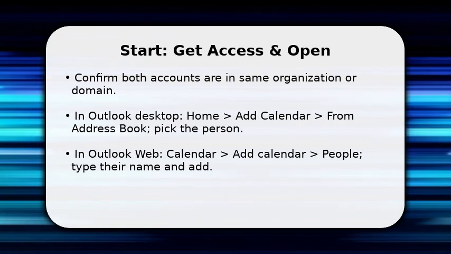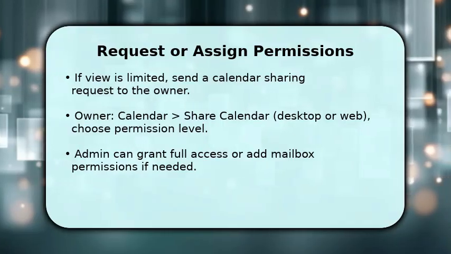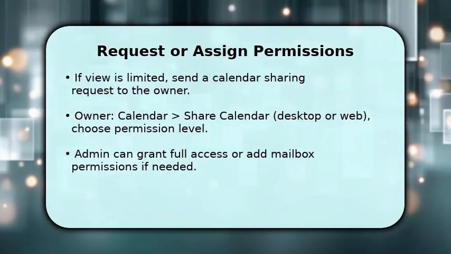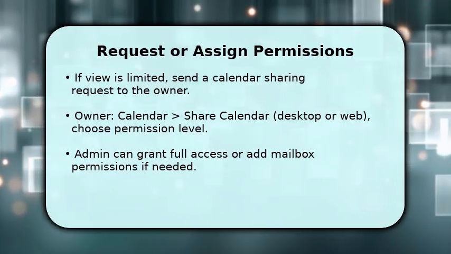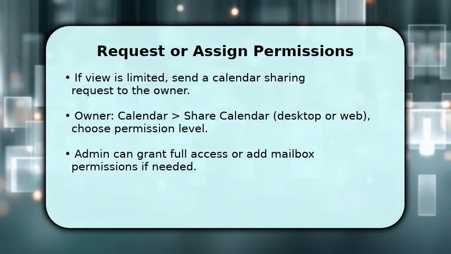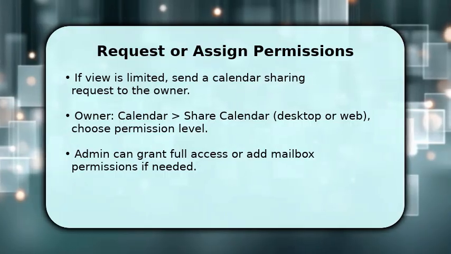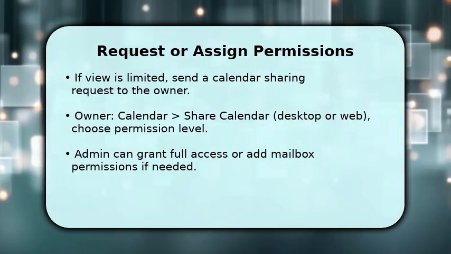If you see only free/busy or nothing, you must request explicit permissions. Ask the owner to open their calendar, choose Share Calendar, add your address and set a permission level, reviewer to view details or editor to modify. Once they send the invitation, accept it in your email or calendar.